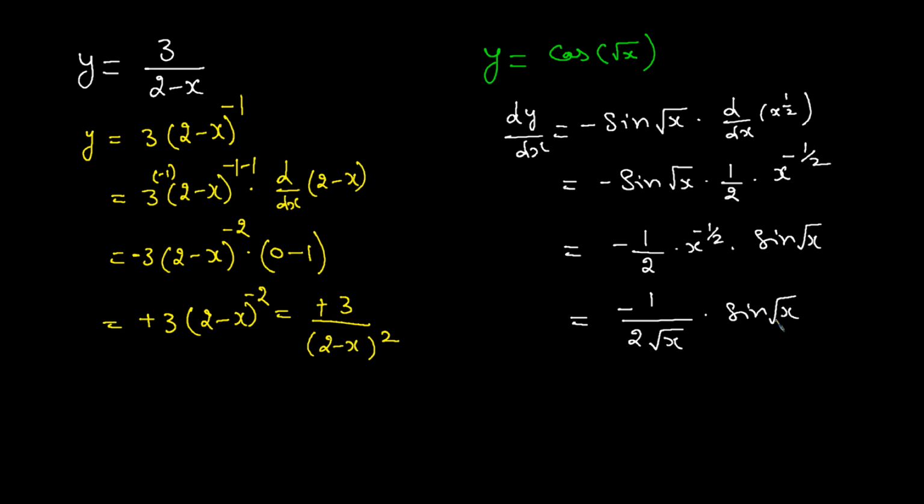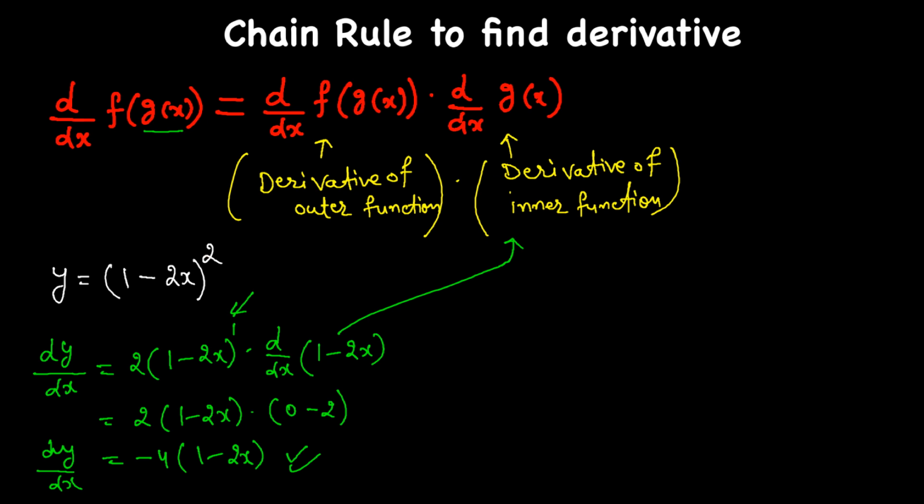Please practice a few more examples. I believe you guys will be good to go. One more time: the derivative of a composite function using the chain rule says we need to find the derivative of the outer function and multiply it by the derivative of the inner function.